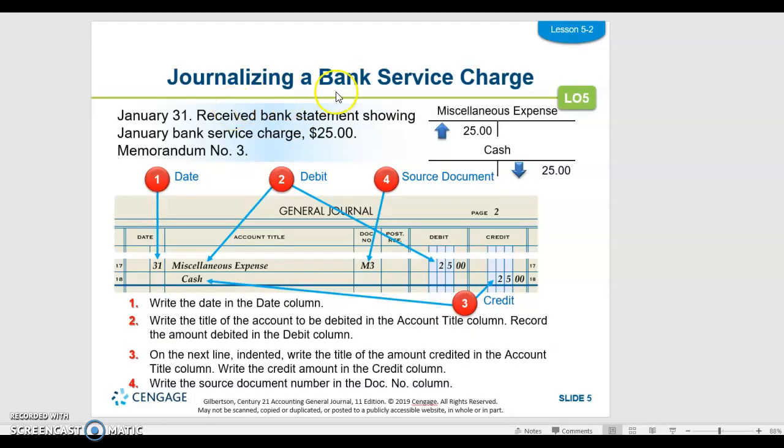Then we have to journalize that bank service charge because that is money that comes out of our account. It's listed normally as a miscellaneous expense because we don't have anything called a bank service charge expense. So we would do this just like we did any other kind of expense. We would debit the miscellaneous expense and credit cash. And instead of a check, because we don't write a check for our service charge, it just comes right out of our account, we have a memorandum. So M and a number would be there.